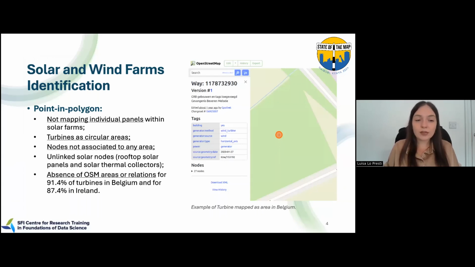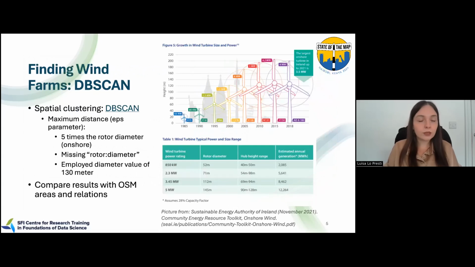And indeed, over 91% of turbines in Belgium and over 87% of turbines in Ireland are not assigned to any area. This particularly means that those turbines are not linked together by any area or relation and therefore are not included into larger farms. And this identifies a completeness issue in OpenStreetMap data. We would like to address this issue by using spatial clustering.